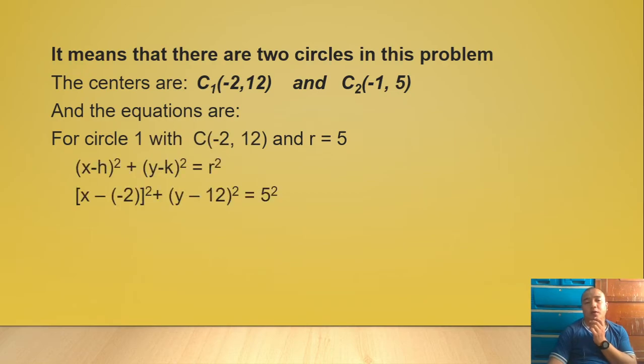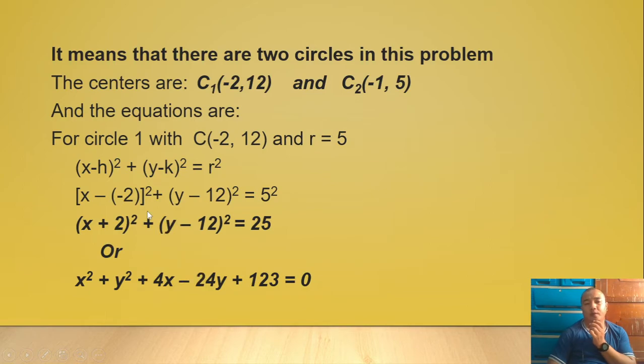For circle 1, substitute in the standard form of the equation of circle. hk yan, center, radius 5. So we have x plus 2 quantity squared plus y minus 12 quantity squared equals 25. R is 5, so 5 squared is 25. Or, in general form, x squared plus y squared plus 4x minus 24y plus 123 equals 0. You know how to convert standard to general, diba? x squared plus y squared plus the middle term here, 4x, minus the middle term here, minus 24y. Then add the constants, 4 plus 144, 148 minus 25 is 123.